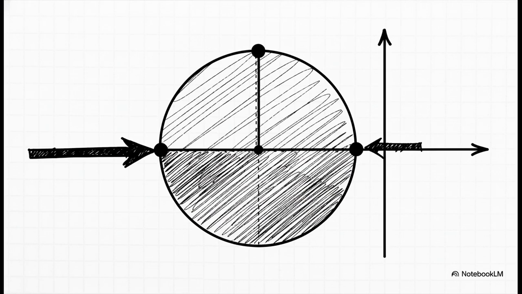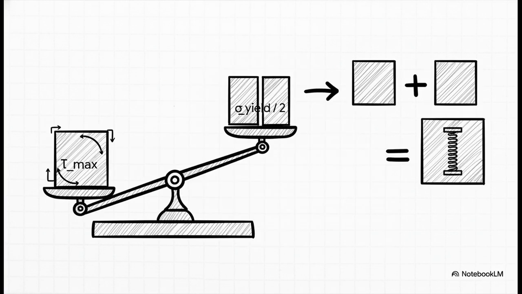First things first, we just have to, well, read the map. It's all right there for us. The principal stresses are where the circle hits that horizontal axis. So that's -10 and -100 megapascals. The max shear stress, that's just the radius. A quick calculation, and boom, we get 45 megapascals. Pretty straightforward.